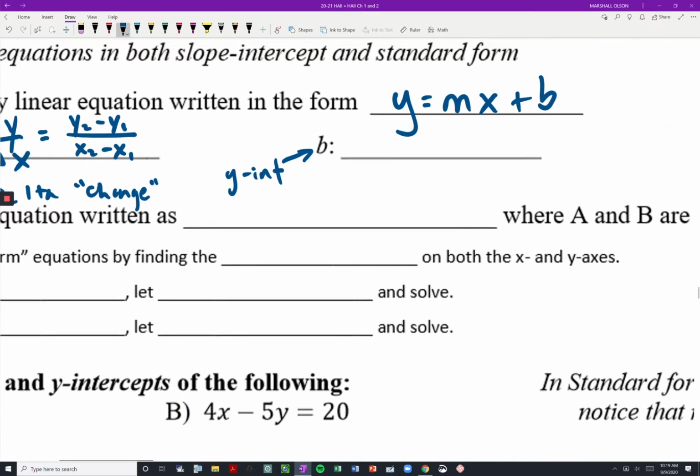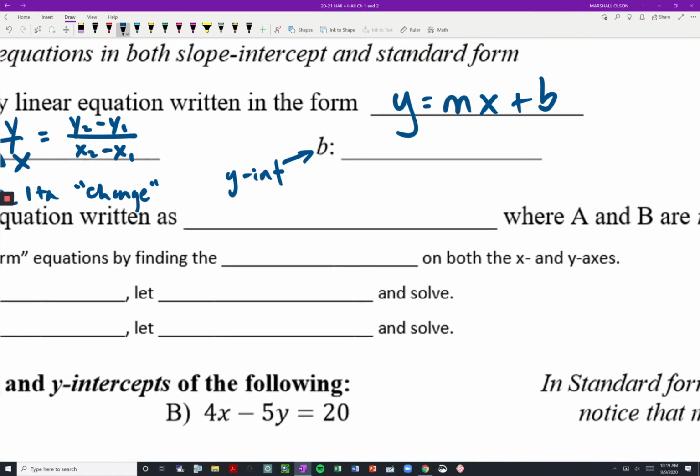The y-intercept, obviously, is where it crosses the y-axis. We want to get used to representing the y-intercept as a point. So instead of just saying b is the y-intercept, it's (0, b).